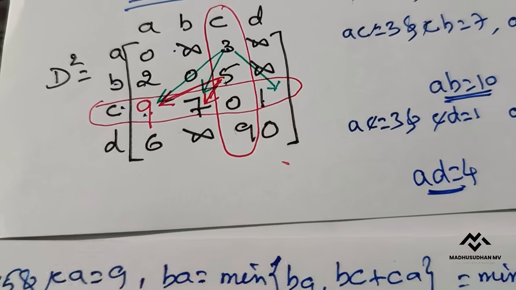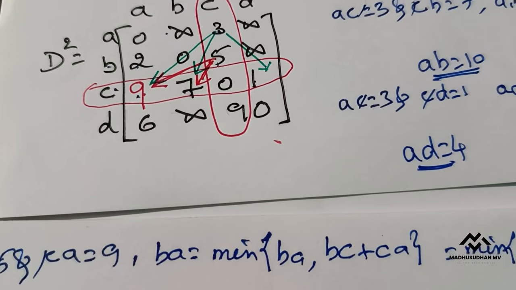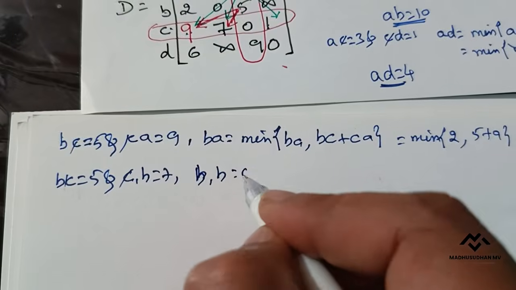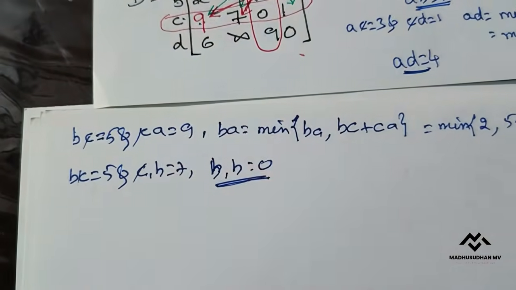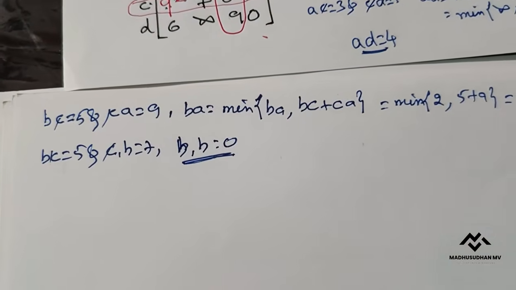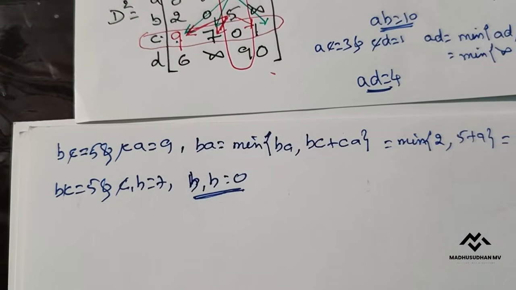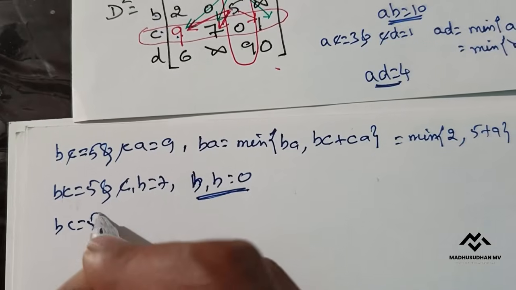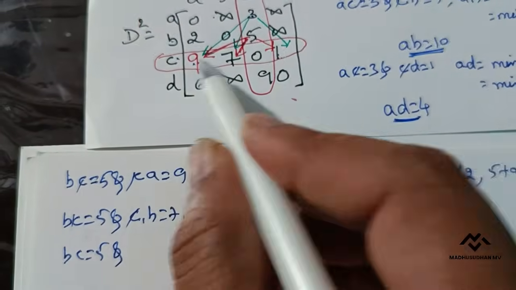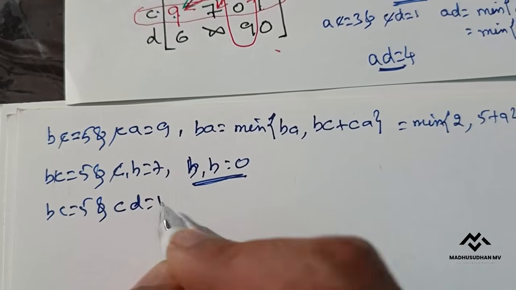So CC gets cancelled, B comma B, but from the same vertex to vertex, what will I get? We get 0, so I'm writing it directly. So next I need to compare this one, the same column value with this row value. So that is B to C is equal to 5, and this one is C to D. C to D is equal to 1.